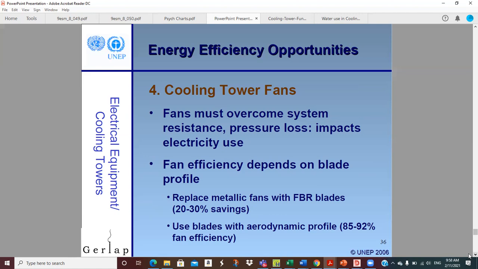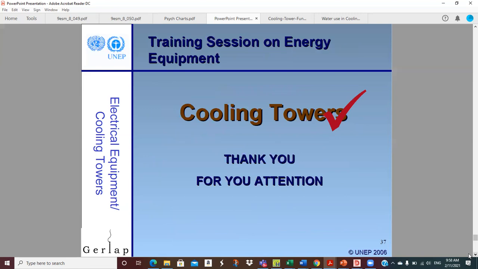And then the next presentation goes into the use of variable speed drives for speed control of towers, and that's really where significant savings are often available. Okay, so that gets us through our basic introduction to cooling tower.